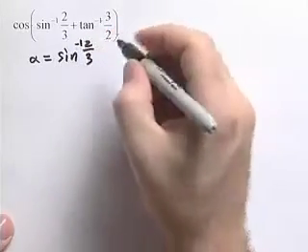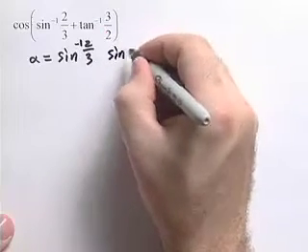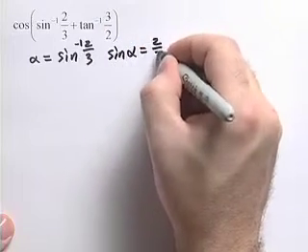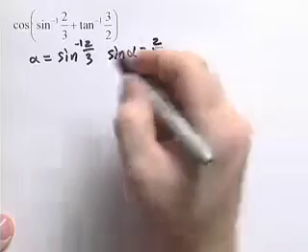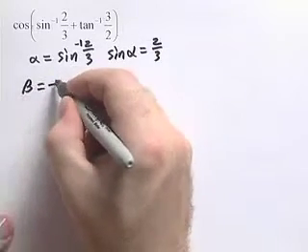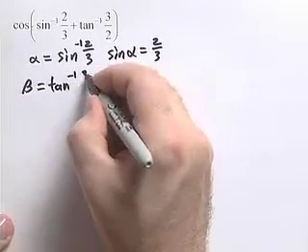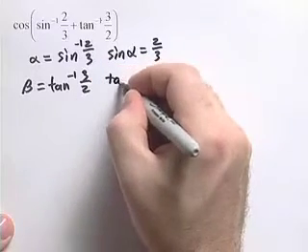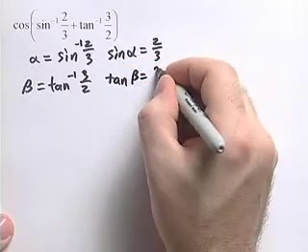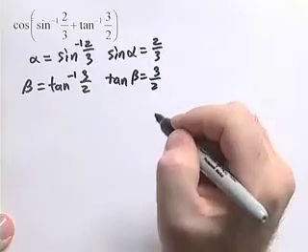Sine inverse of 2/3, that means that the sine of alpha is equal to 2/3, and alpha needs to be in quadrant 1. We'll let beta equal tangent inverse of 3/2, which means that the tangent of beta is equal to 3/2. Again, beta needs to be in quadrant 1.